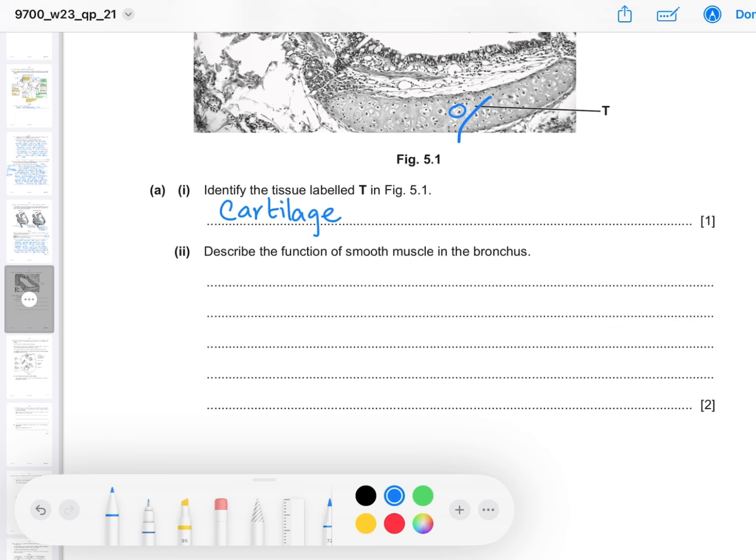Part 2. Describe the function of smooth muscle in the bronchus. Smooth muscles are found in the walls of the trachea, bronchi, and bronchioles. They help to regulate the flow of air into the lungs by relaxing when more air is needed. This will increase the diameter, and smooth muscles will contract when less air is needed to decrease the diameter.